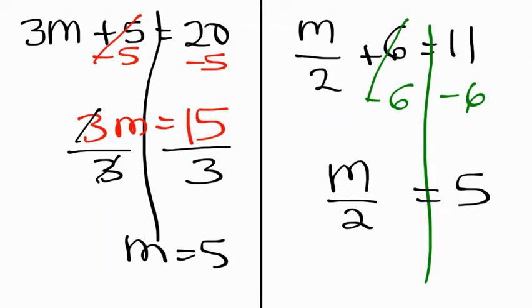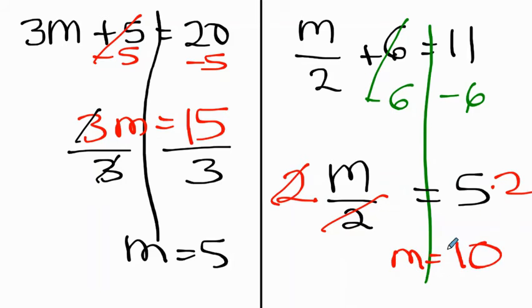Now I have a one-step equation, and all I have to do is multiply both sides times 2. 2 and 2 goes away, and m is equal to 5 times 2, which is 10. So look, it's the same procedure, just that in this case I am multiplying both sides, and in this case I am dividing.